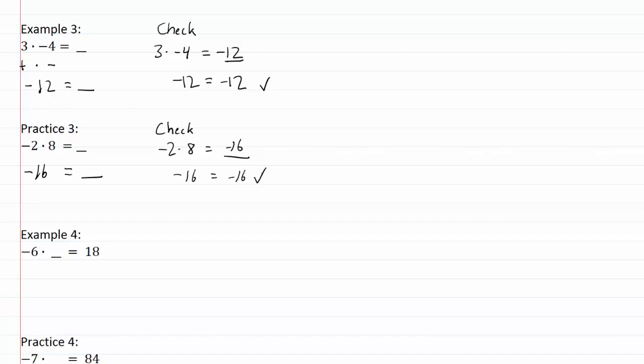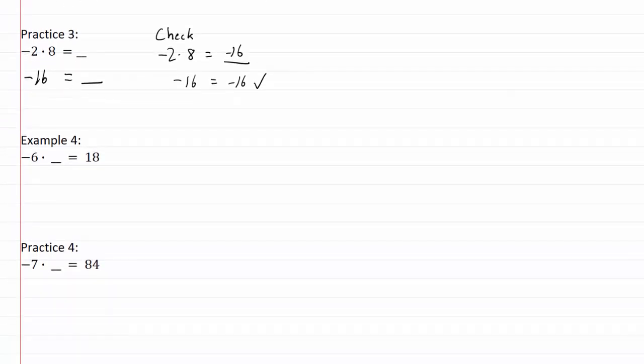All right. So now on example 4, we have another multiplication type problem, but our blank space is on the left-hand side, and there's a number beside it. So this is slightly different than what we had above. Again, we want to get this blank space by itself. We have negative 6 times the blank space is equal to 18.